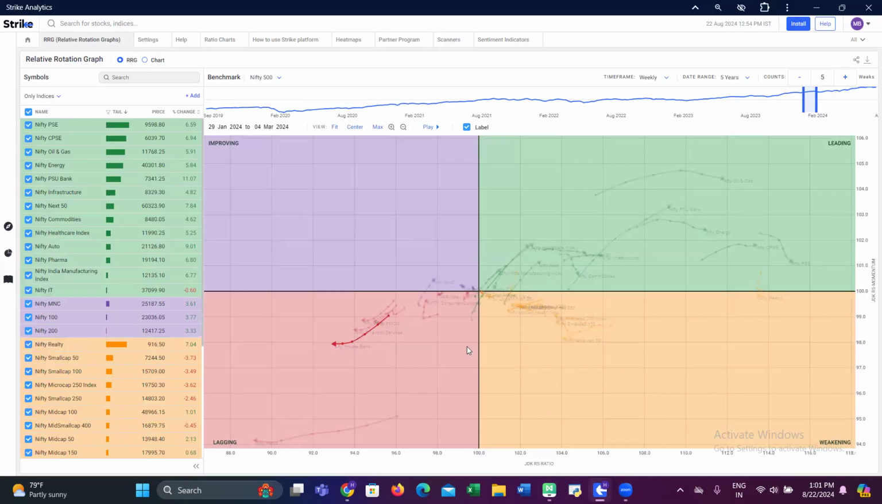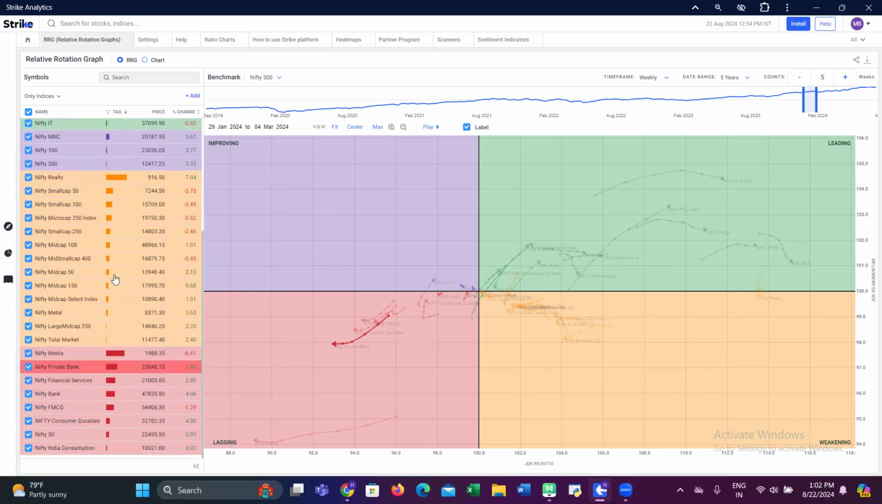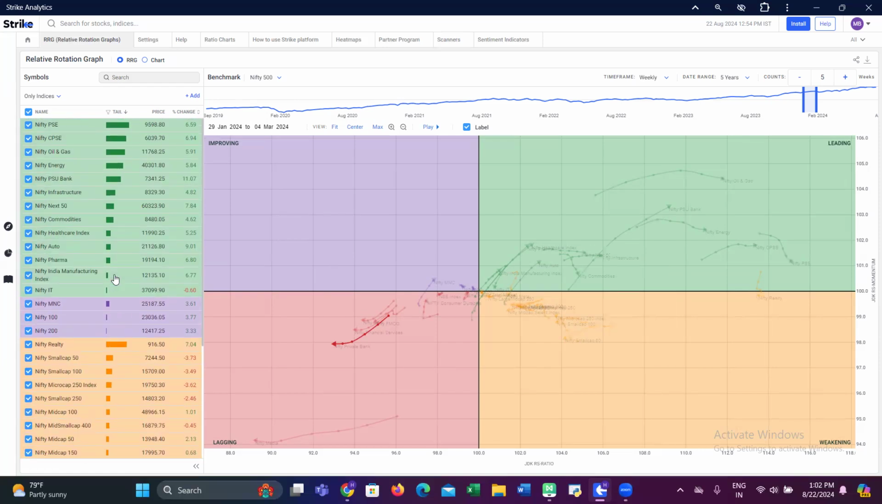video as well. Some people want to take more risk and more reward, so they might take a position when anything is in lagging but having a good RS momentum, and it will go through improving and then get into leading, and by the time it comes to weakening, I'll be out, and then I will take a position. So let's look at this. I wanted to show you something here.